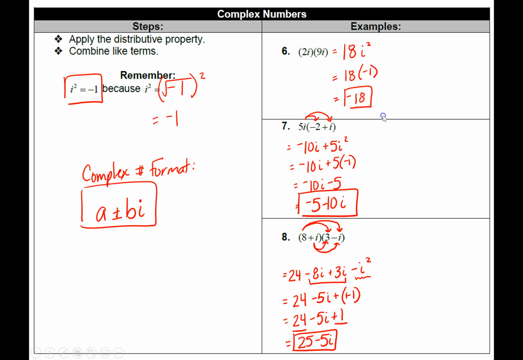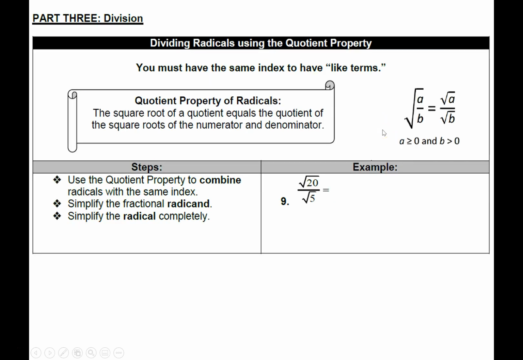Division is the last thing that we need to talk about, and there's a lot to do with division. So we're going to talk about division in two ways. The first is the quotient property of radicals, which says if you have a quotient underneath a radical, so you have a square root of a quotient, that's the same thing as the square root of the numerator divided by the square root of the denominator. So we can go back and forth with these two things. If the numerator and the denominator are divisible, then it's going to make our life really easy.